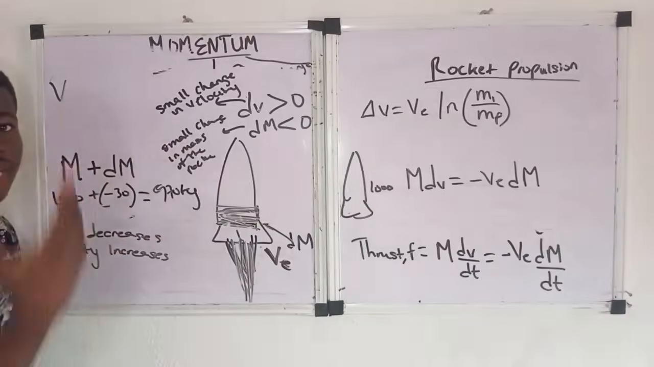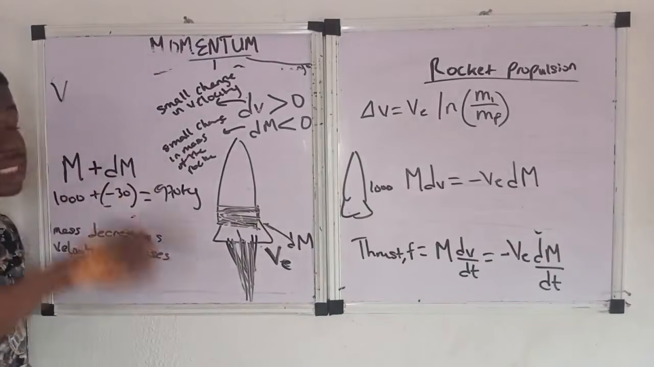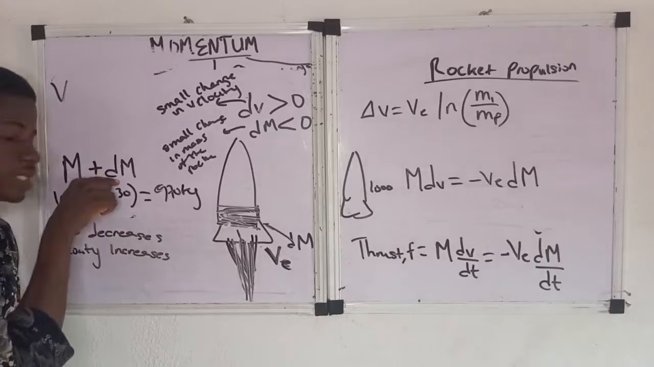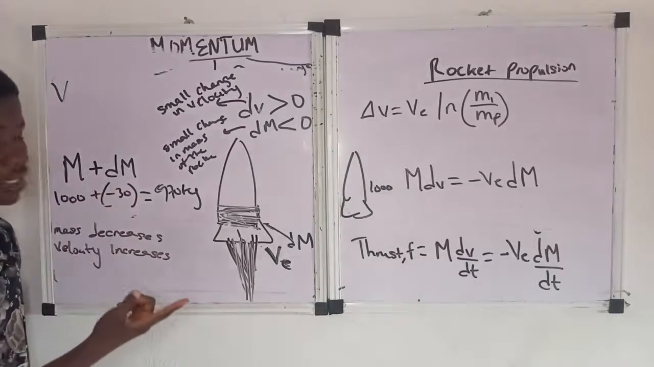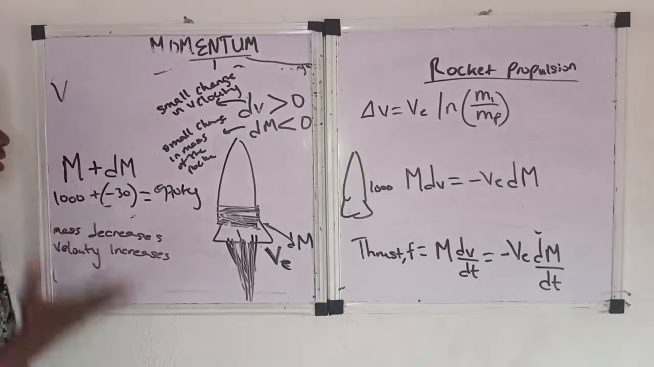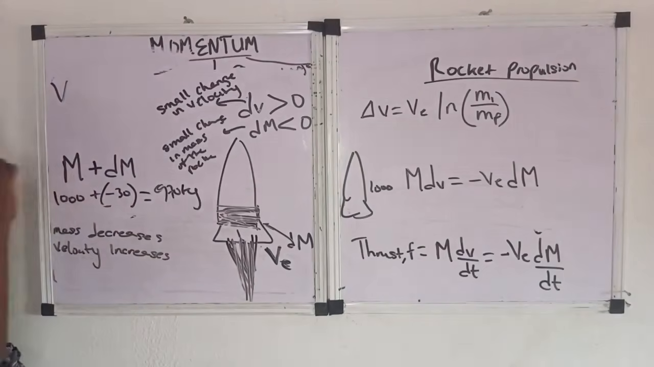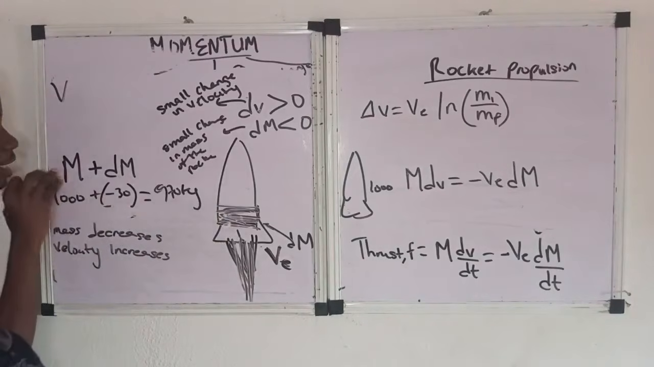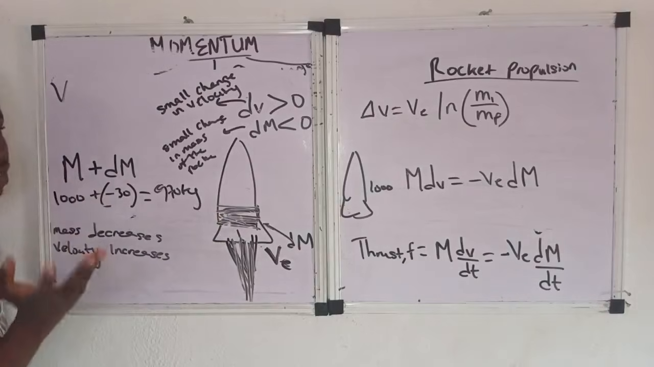So let me tell you that as we launch rockets, as the rocket keeps going up, the mass of the rocket will decrease by dm. Yes, dm is negative. It's a negative value. So in everything I've been speaking about earlier, just take note that this M is both the mass of the rocket and the mass of the fuel, right?